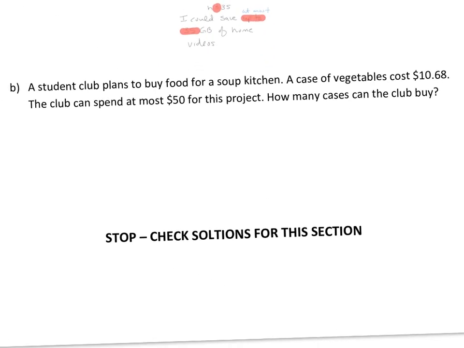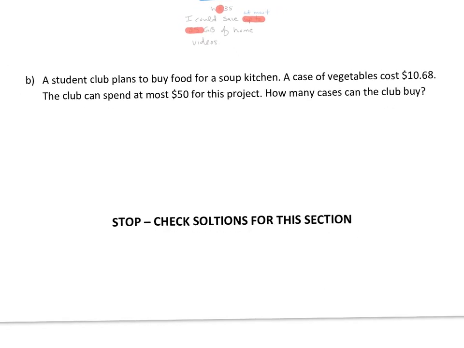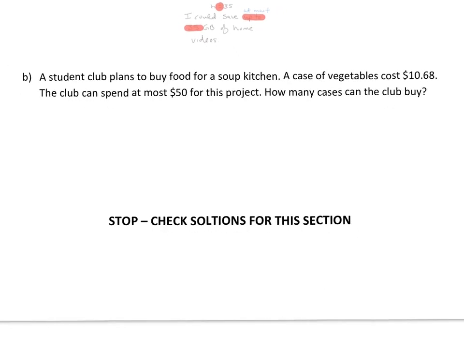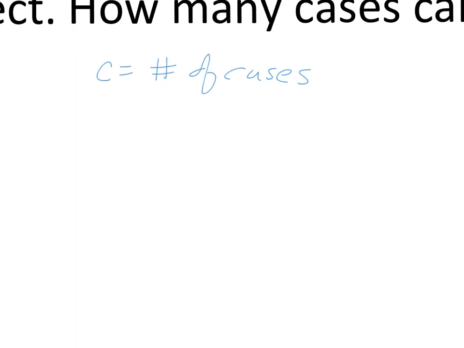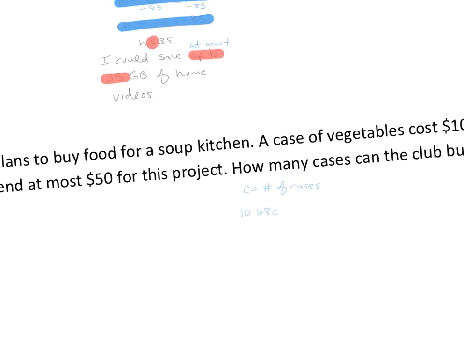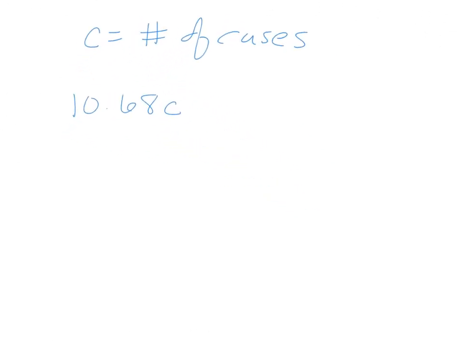All right, let's try one more here. A student club planned to buy food for a soup kitchen. A case of vegetables costs $10.68. The club can spend at most $50 for this project. How many cases can the club buy? So here's my definition of variable. I'm going to put C for number of cases. They said it was $10.68 a case. And then it says I have at most $50 to spend.